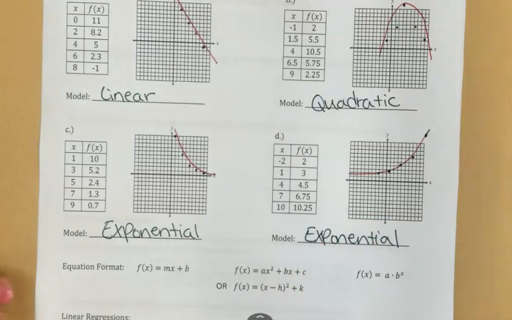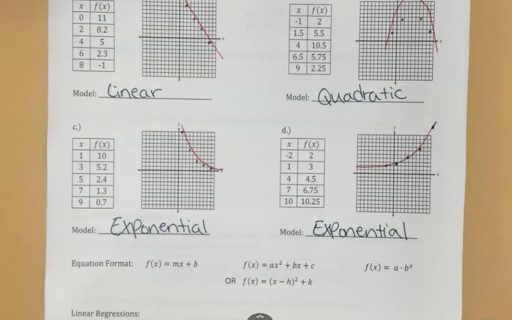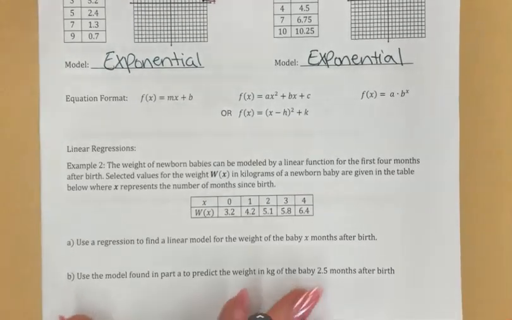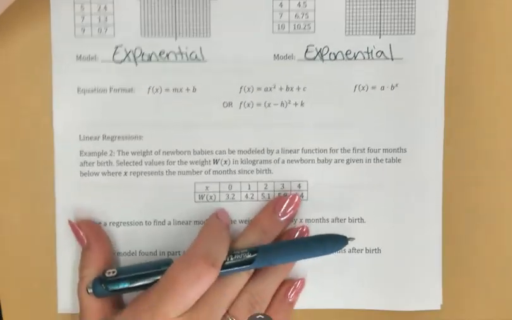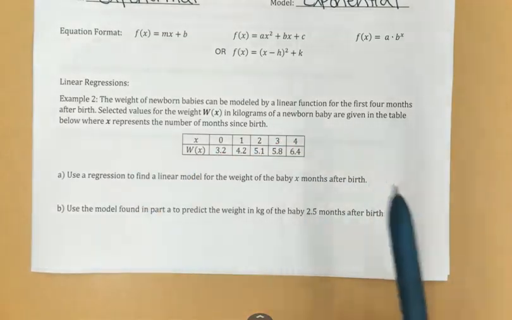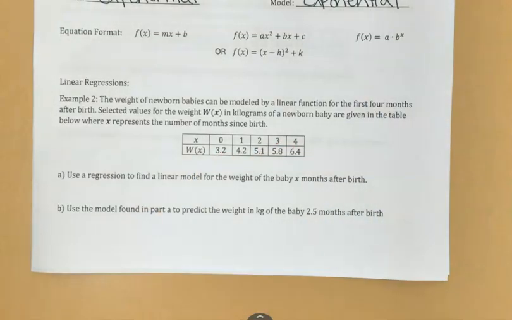So once you know that you've got a linear, quadratic, or exponential model, we can use our calculator to create an equation or a function, and we can use that regression to make predictions for future values. So we are going to do that for each kind, linear, quadratic, and exponential.